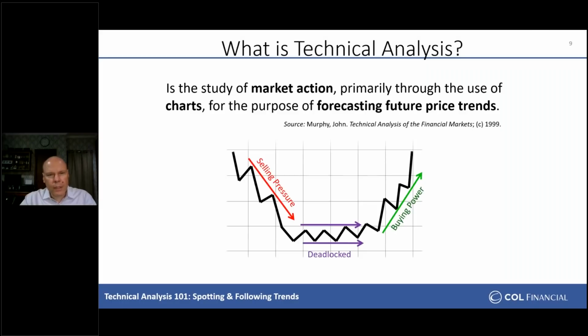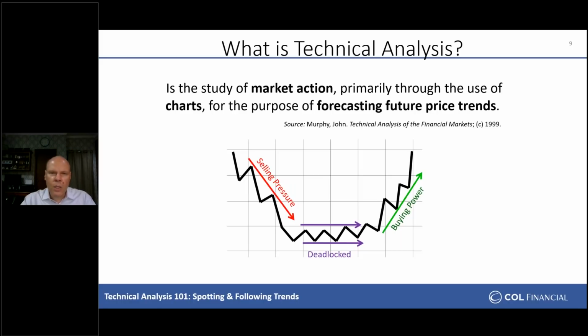So what is technical analysis? Technical analysis is a study of market action. It's primarily used to show you charts or graphs, so we can see things in a very visual manner. And the objective here is to be able to forecast whatever the future price trends of something are.